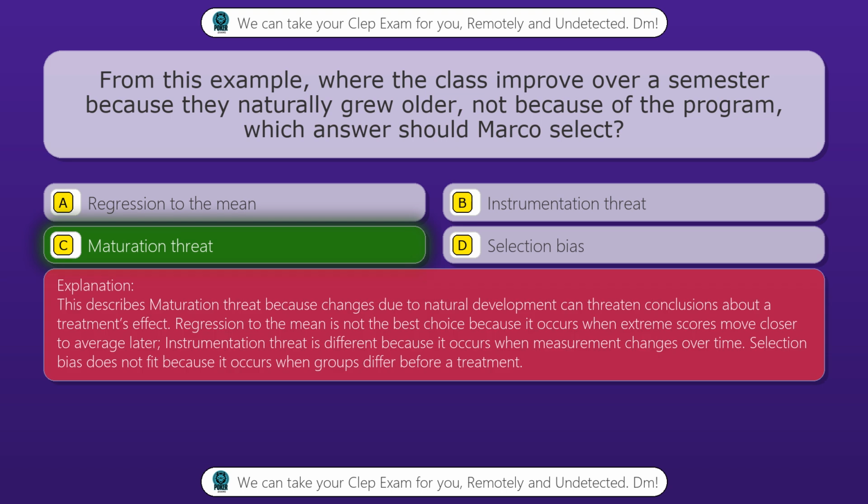This describes maturation threat because changes due to natural development can threaten conclusions about a treatment's effect. Regression to the mean is not the best choice because it occurs when extreme scores move closer to average later. Instrumentation threat is different because it occurs when measurement changes over time. Selection bias does not fit because it occurs when groups differ before a treatment.